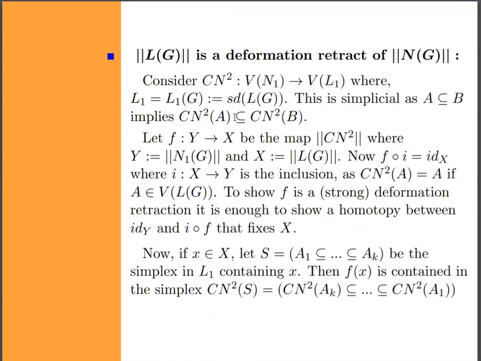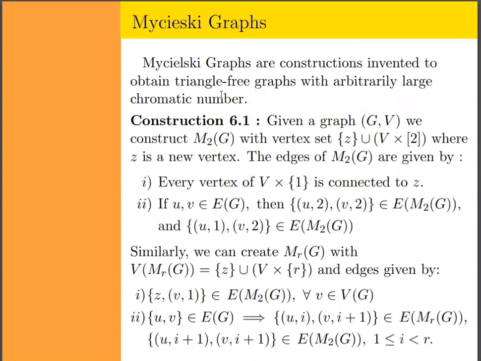So now we just go on to the last part, the Mycielski graphs. This is an application of that previous inequality. It is also a construction that was invented to obtain triangle-free graphs with arbitrarily large chromatic number. So given a graph G, we can apply M2 on it, and as we have seen before, chi of M2G is equal to chi of G plus 1. We can do this an arbitrary number of times to get graphs of arbitrarily large chromatic number.